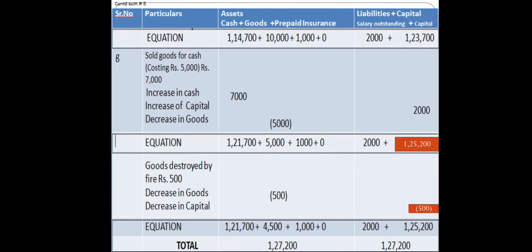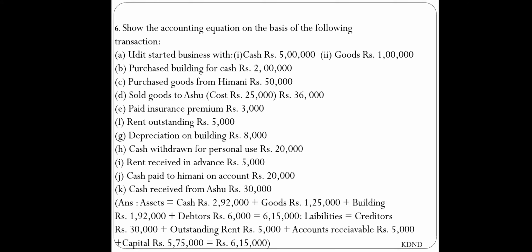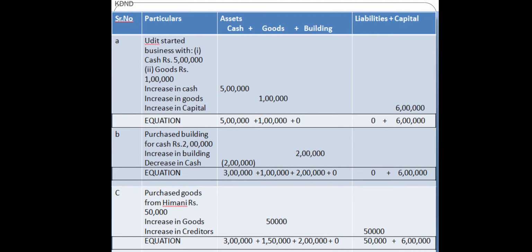Now comes the next sum. Sum number 6. Have a look at the sum, please. Udit started business with cash rupees 5 lakhs and at the same time goods of rupees 1 lakh. Purchased a building for cash rupees 2 lakhs and purchased goods from Himani rupees 50,000. Sold goods to Ashu for 25,000 and 36,000 respectively. So there are various transactions over here. We are going to solve them one by one. Have a look at the equation, please.